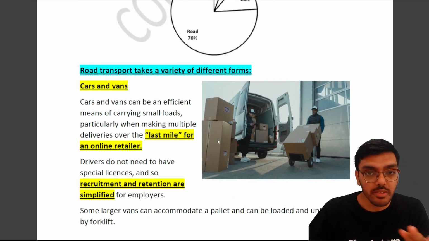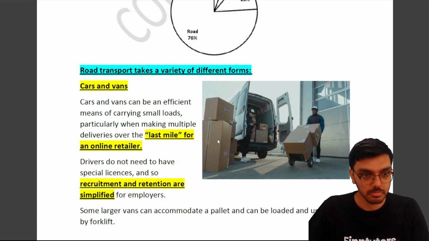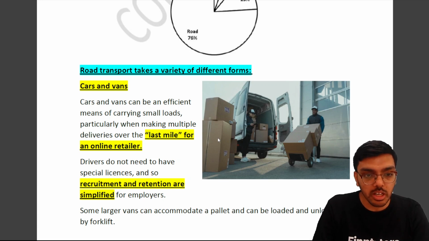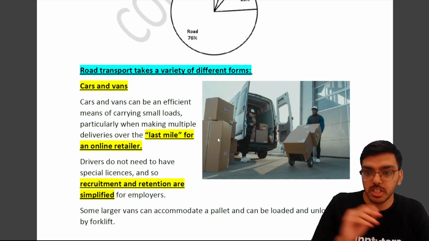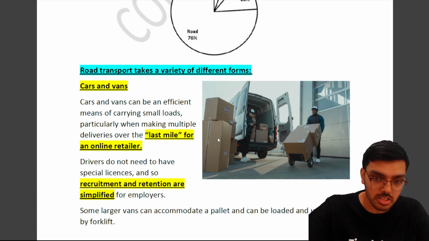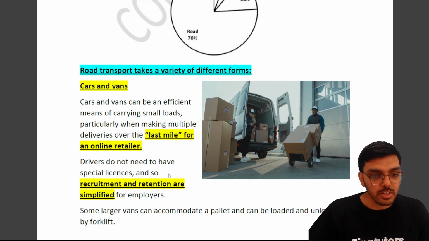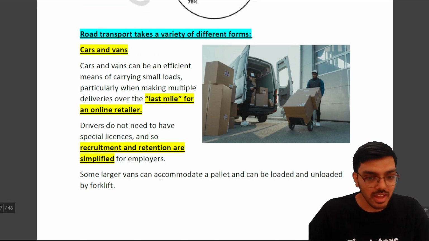Now, road transport takes a variety of different forms. You can have cars and vans, firstly. So cars and vans can be an efficient means of carrying small loads, particularly when making multiple deliveries over the last mile, which means from one warehouse you have to give 5-10 deliveries to the customer and then come back. That's called last mile. Drivers do not need to have special licenses, and so recruitment and retention is simple because they're driving cars and vans, so no real change.